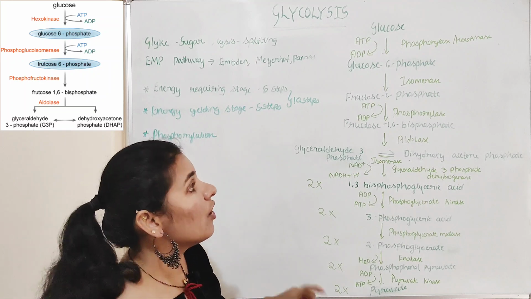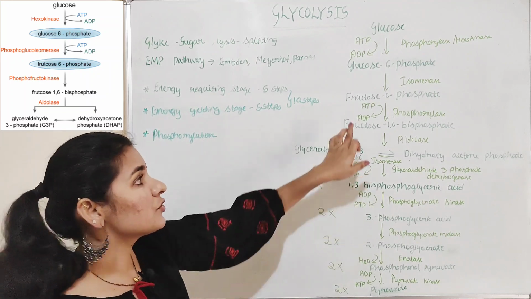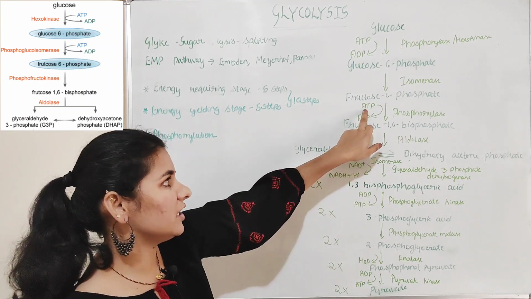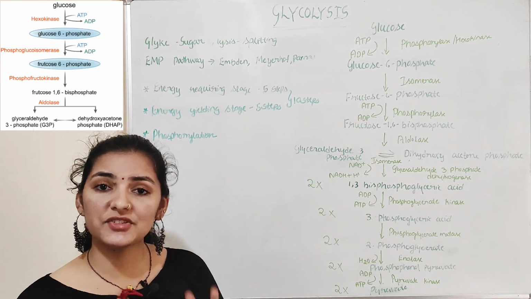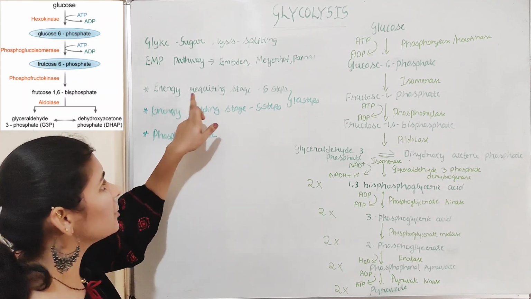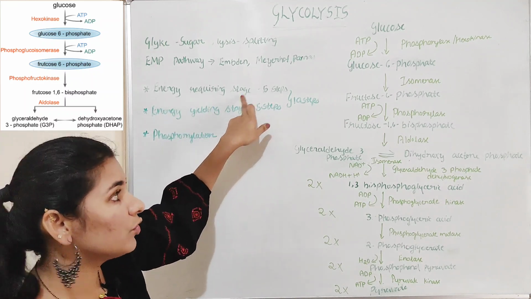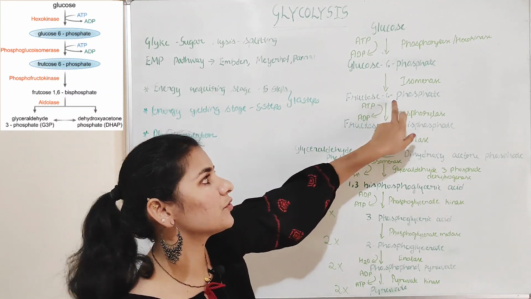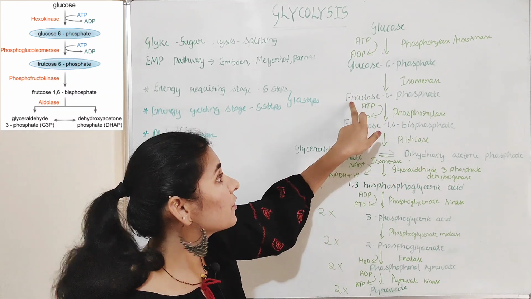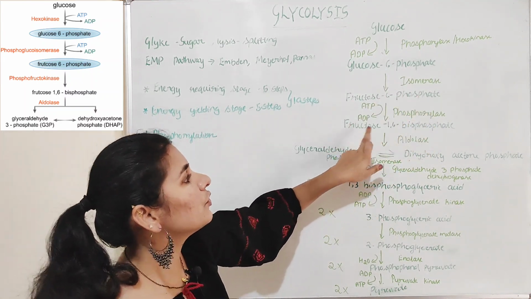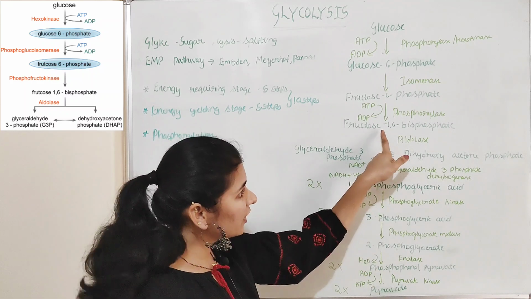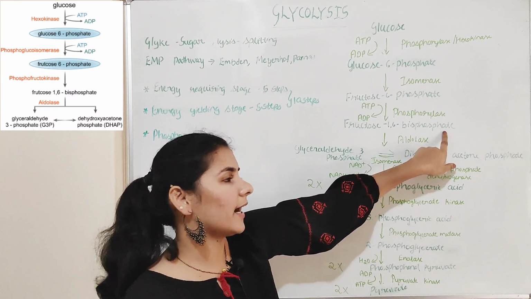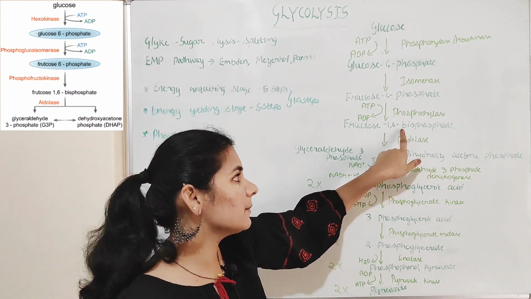In the third step, one more phosphate group is added to the fructose 6-phosphate, and that phosphate group is again from ATP. So one more ATP is utilized in the third step, that is, it is an energy requiring stage. So one more phosphate from the ATP is added to the first carbon of the fructose 6-phosphate. That changes fructose 6-phosphate into fructose 1,6-bisphosphate. So here 1,6 refers to the positions of the carbons to which phosphate is added. So 2 phosphates are added, that's why it is bisphosphate.